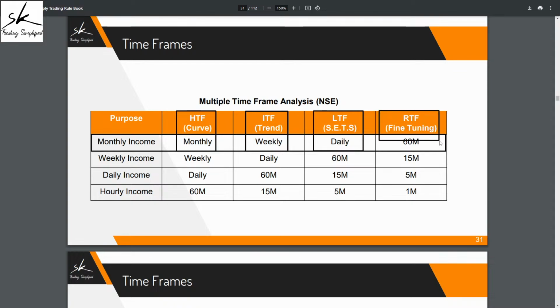And in case I need to use the refining time frame, then my refining time frame will be the 60 minutes chart, which can be used for multiple purposes like fine tuning the zone, type 2, type 3 entries, or in case I need to apply some additional rules, that is also where this time frame can help us.